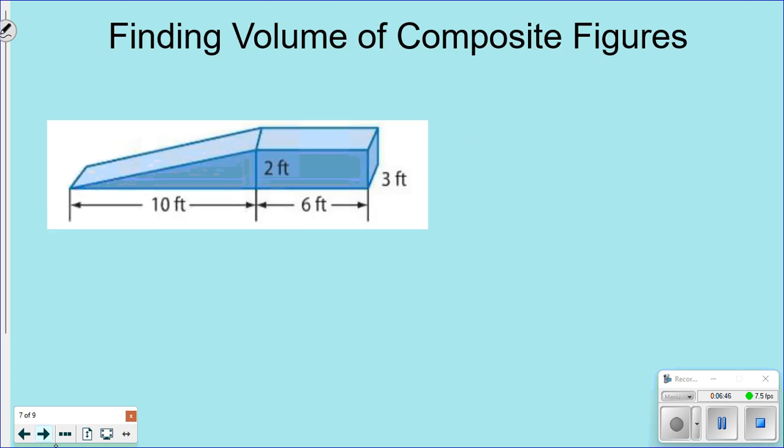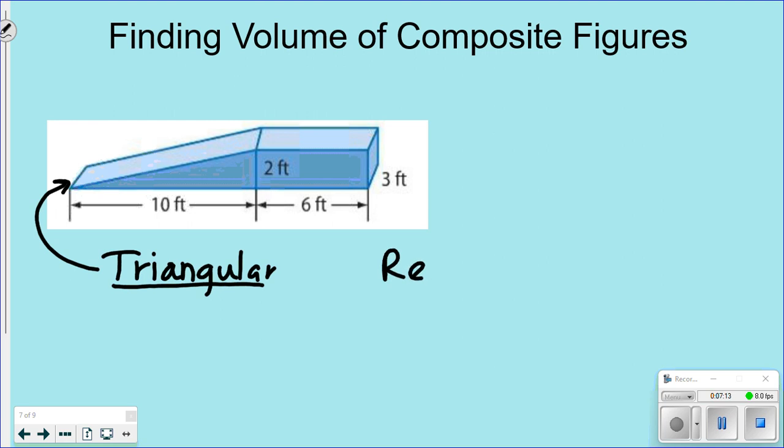The next thing I might ask you to do is find the volume of composite figures. We talked about composite figures with area in its own lesson, but now they're going to try to integrate it with what we're talking about now. So they want us to find the volume of this composite figure. So this is what I'm going to do, and I'm going to go back to what we did the other day. Let's see what we have in here. We have a triangular prism, and that would be this one right here. Triangular, and I have a rectangular. And I'm going to find both of them separately and then add them together like I know how to do.